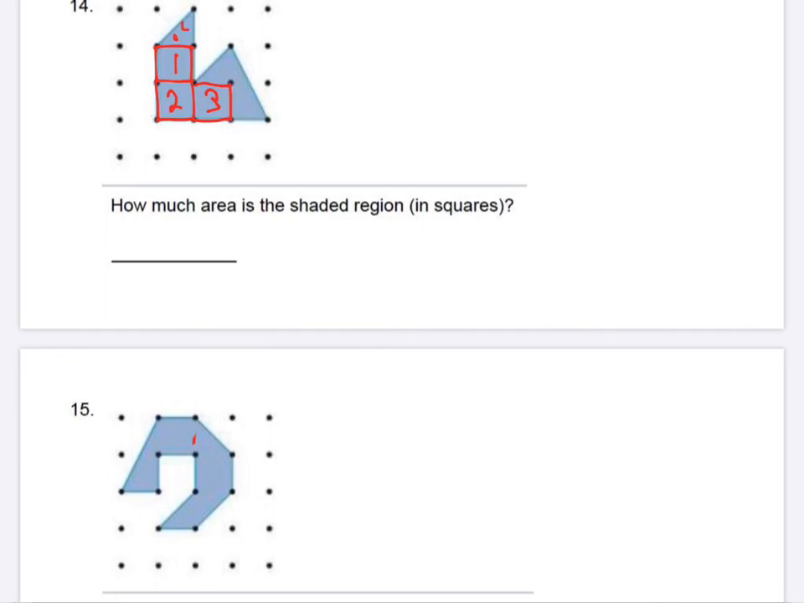This is 0.5, half a square. This right here is 0.5. It's half of a whole square. Okay. And now, what is that? That's all we got left.